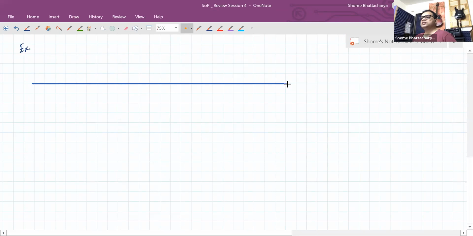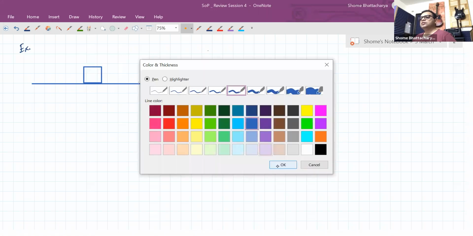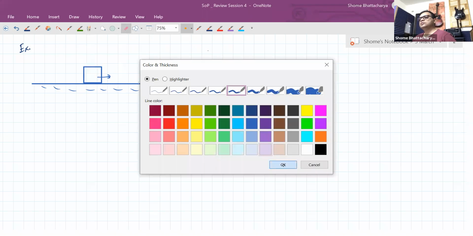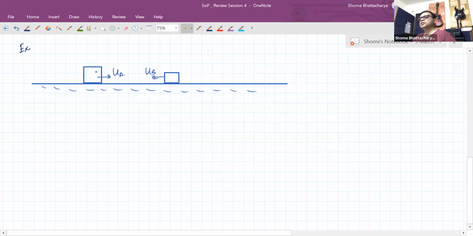you have some kind of a surface, and on that you have cubical or cuboidal blocks which are moving. And let's just say over here we've selected a situation where they are moving towards each other with initial velocities UA and UB. Like this.